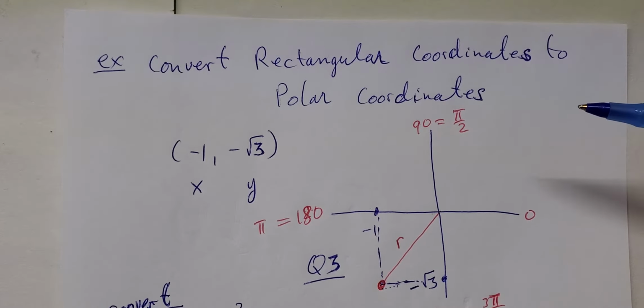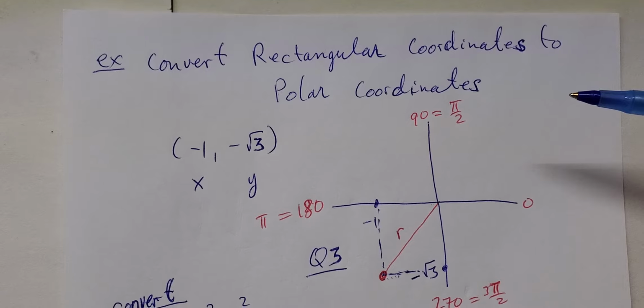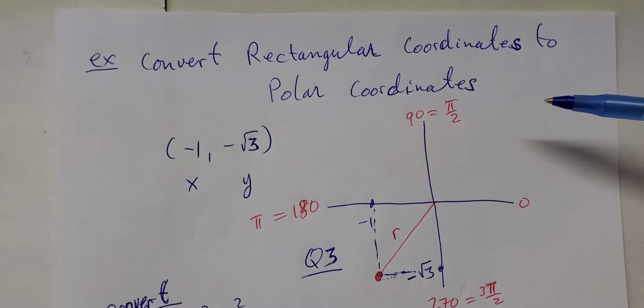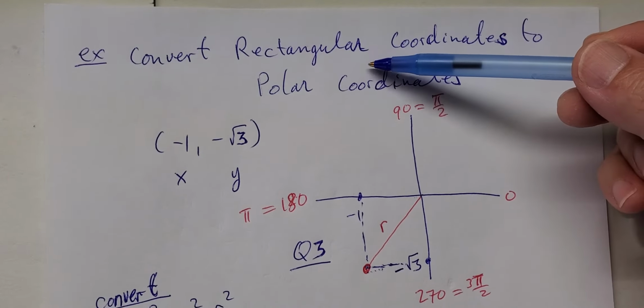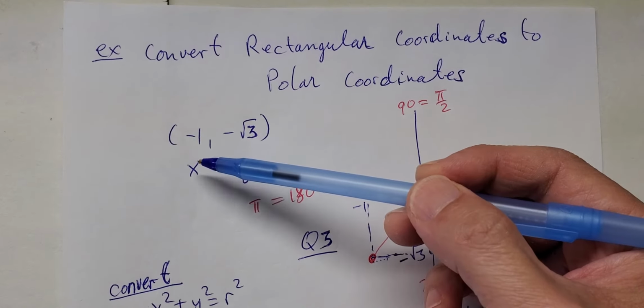This lesson is polar coordinates part 2. So last example we did polar to rectangular. Now we do rectangular to polar. Okay, so here is an example.